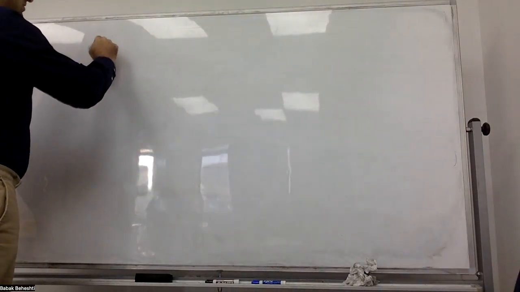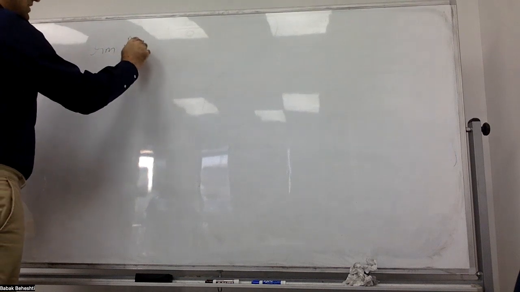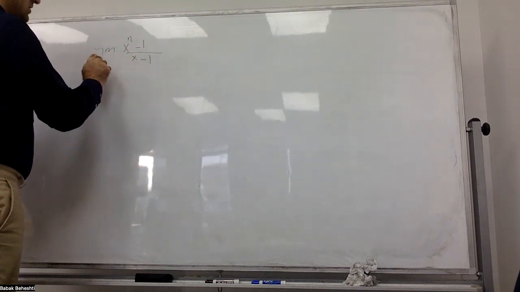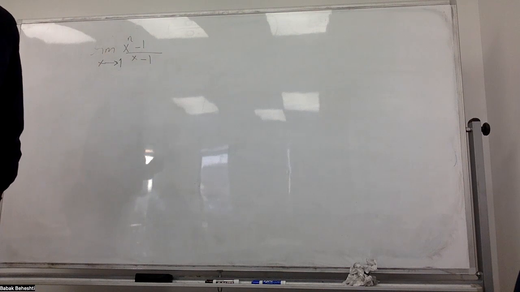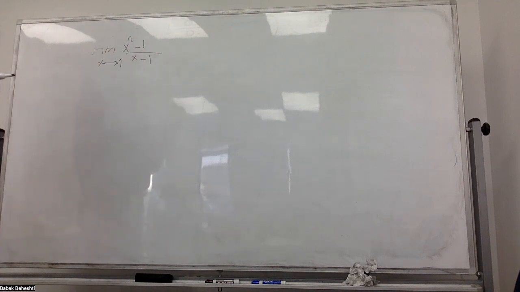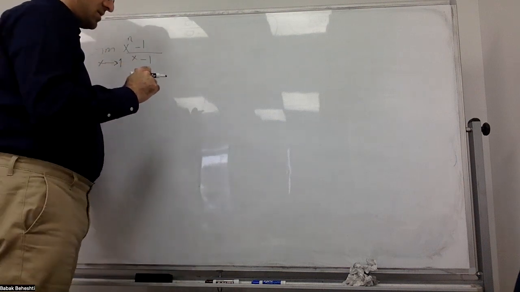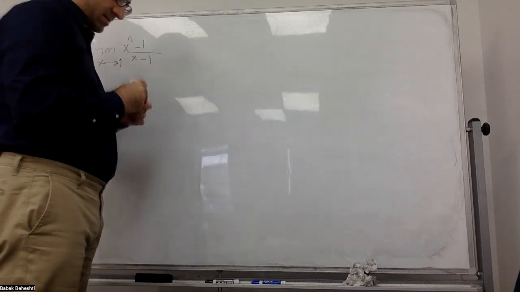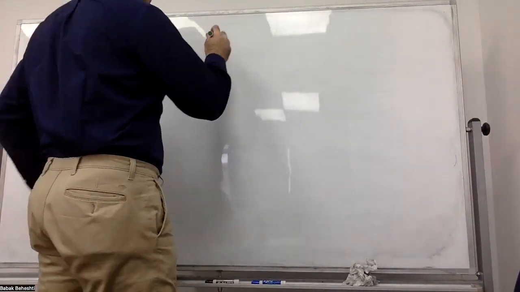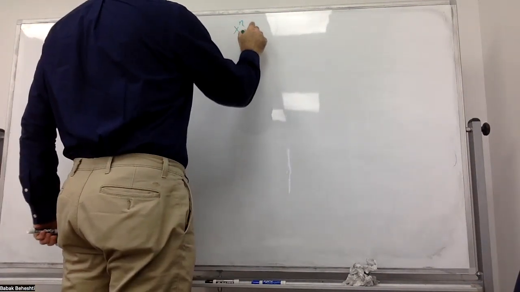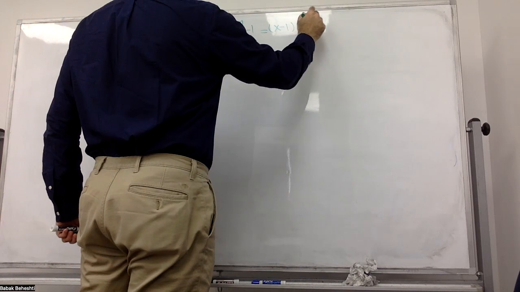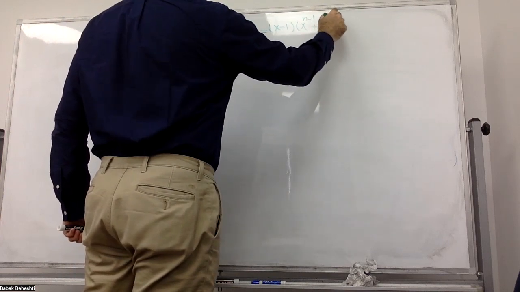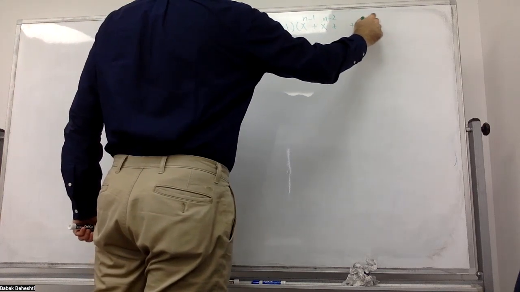So the other question was this limit of x to the power n minus 1 over x minus 1 when x goes to 1. And I said that n is a positive integer, right? So here we are going to use this algebraic identity that x to the power n minus 1 is equal to x minus 1 times x to the power n minus 1 plus x to the power n minus 2 plus ... plus x plus 1.